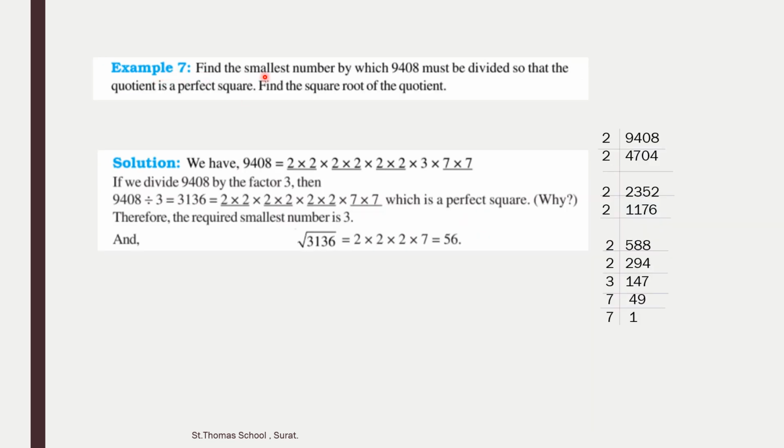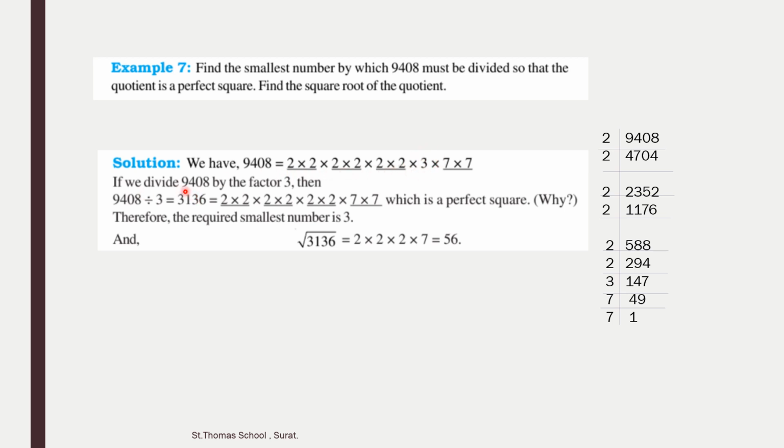Example 7. Find the smallest number by which 9408 must be divided so that the quotient is a perfect square. Find the square root of the quotient. So first you have to find the prime factors of 9408. You can do it by yourself. Now what is the answer? 2 multiplied by 2, 2 multiplied by 2, 2 multiplied by 2, multiplied by 3, multiplied by 7 into 7. First you have to pair it. So you can see here 3 is only 1.